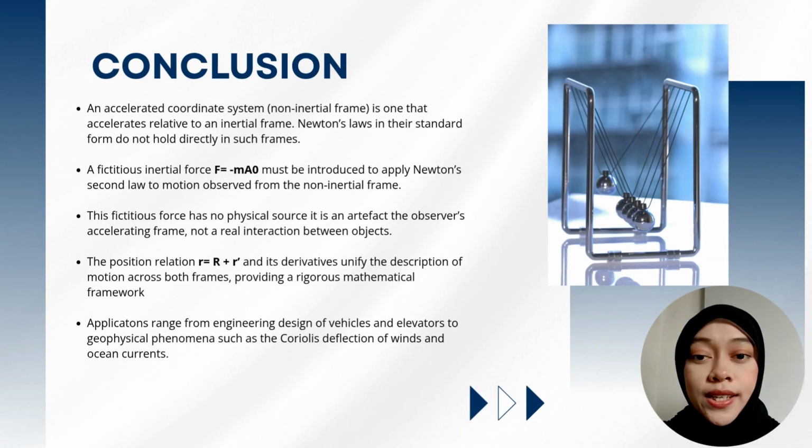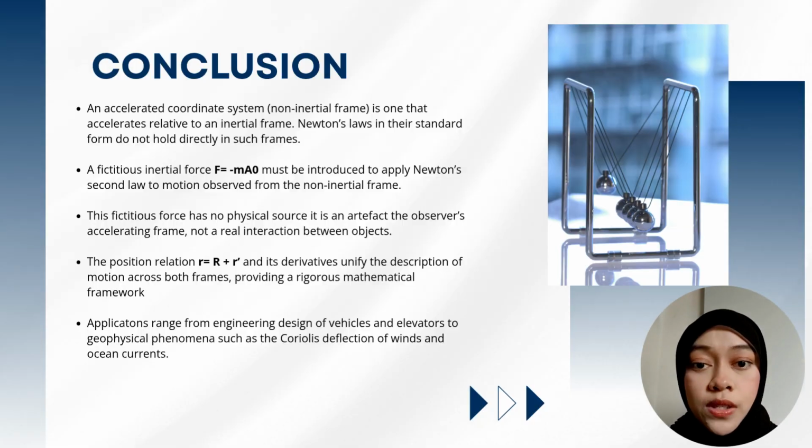For conclusion, an accelerated coordinate system, a non-inertial frame, is one that accelerates relative to an inertial frame. Newton's laws in their standard form do not hold directly in such frames. A fictitious inertial force F equal to negative m a naught must be introduced to apply Newton's second law to motion observed from the non-inertial frame. The fictitious force has no physical source. It is an artifact of the observer's accelerating frame, not a real interaction between objects.